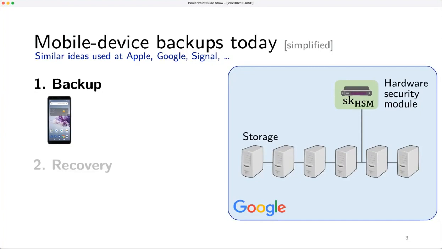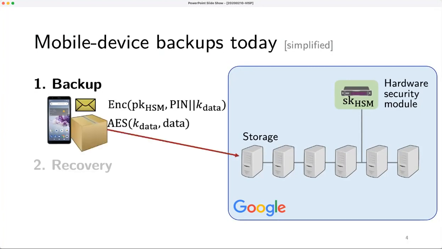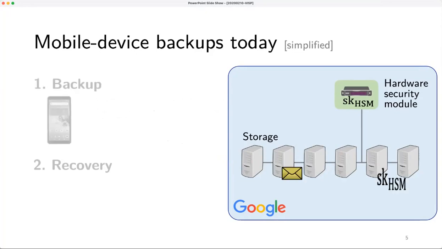So when you back up your Android phone, your phone creates two ciphertexts. The first thing it does is sample an AES key, a symmetric encryption key, and it uses that key to encrypt all of the user data, the photos, the notes, everything else. And so that's a big ciphertext. And then it encrypts this AES key alongside your PIN, the PIN that you use to unlock your phone, with the public key of the hardware security module. So this is a small ciphertext because it's just encrypting a PIN and this AES key. And your phone sends both of these things to Google's data center.